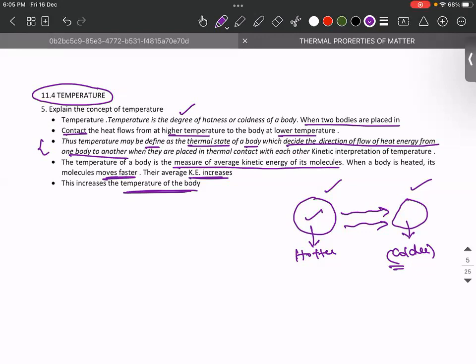So what I'm trying to say is, first of all, the simplest definition of temperature that is possible is that temperature is a degree of hotness or coldness of an object. It means when two objects are kept in contact with each other, heat always flows from a higher temperature object to a lower temperature object. Second, temperature may also be defined as the thermal state of an object, which will decide the direction of flow of heat energy from one object to another, when they are placed in thermal contact with each other.